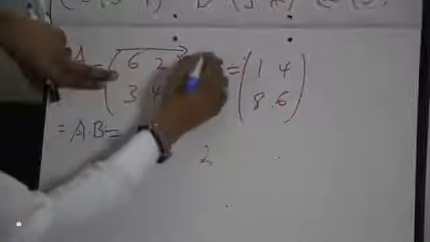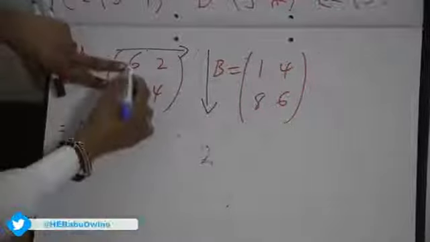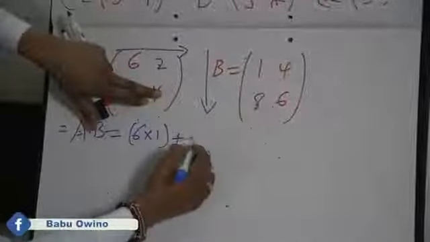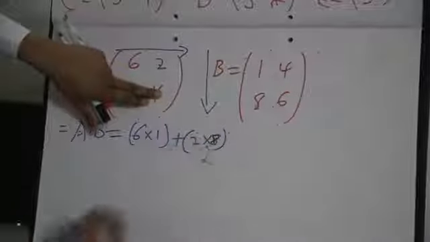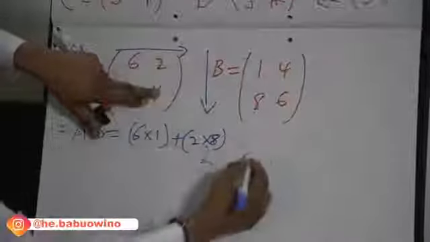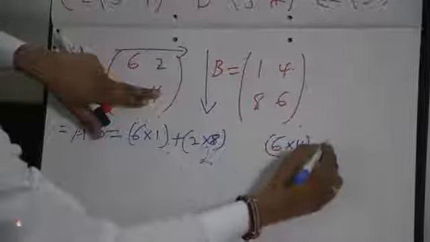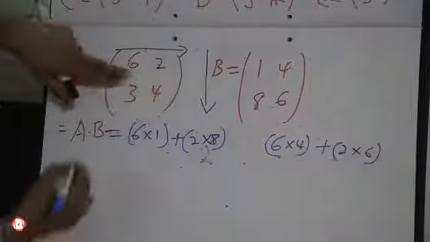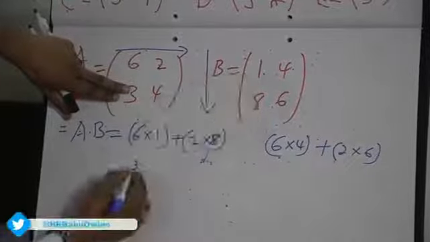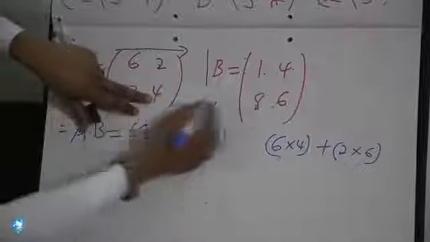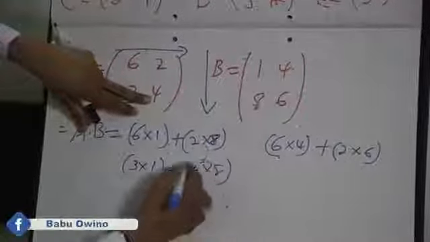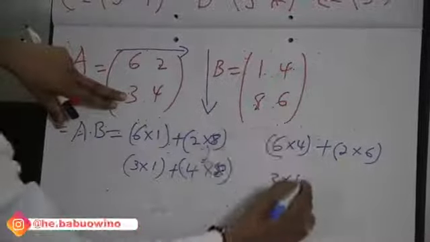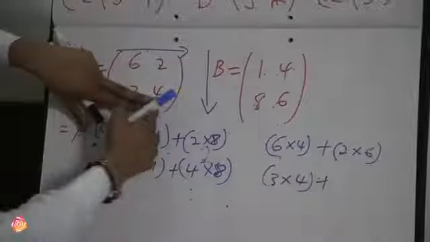Rows by columns. So you multiply 6 by 1 plus 2 by 8, then 6 by 4 plus 2 by 6. The next one is 3 by 1 plus 4 by 8. Then the last one is 3 by 4 plus 4 by 6.